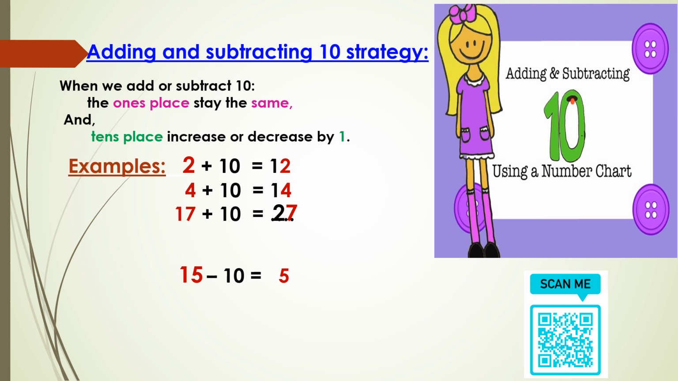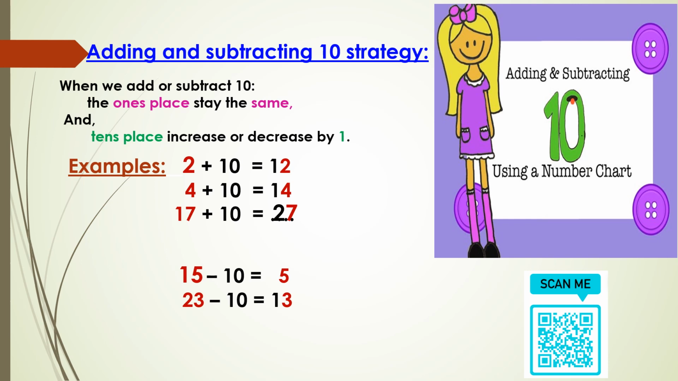And look at the tens place. We will subtract 1 from the tens place. So 1 minus 1 equals 0. So we will write 0 on the left. Okay? 0 on the left, we will not write it. Okay? So 15 minus 10 equals 5.